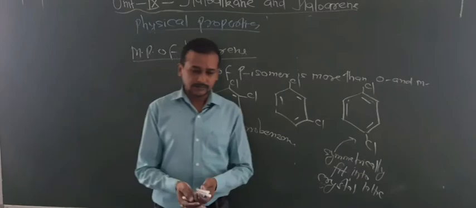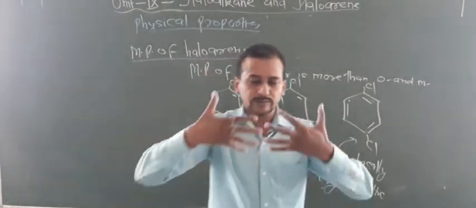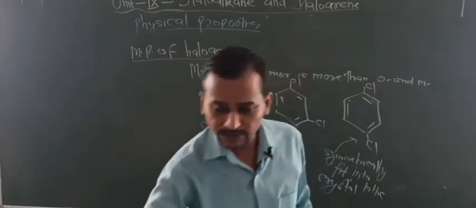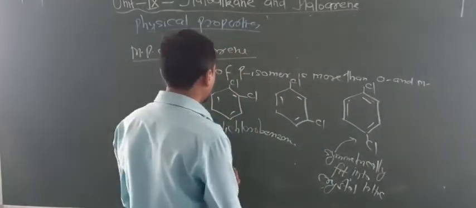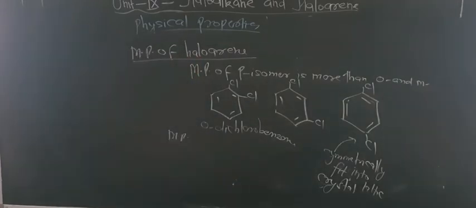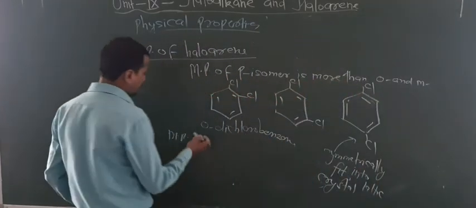Just think about that, the para isomers can be symmetrically fit like this, and that's why they have more melting point than ortho and meta. So look at the conditions of melting points. Now look at the melting points of these.